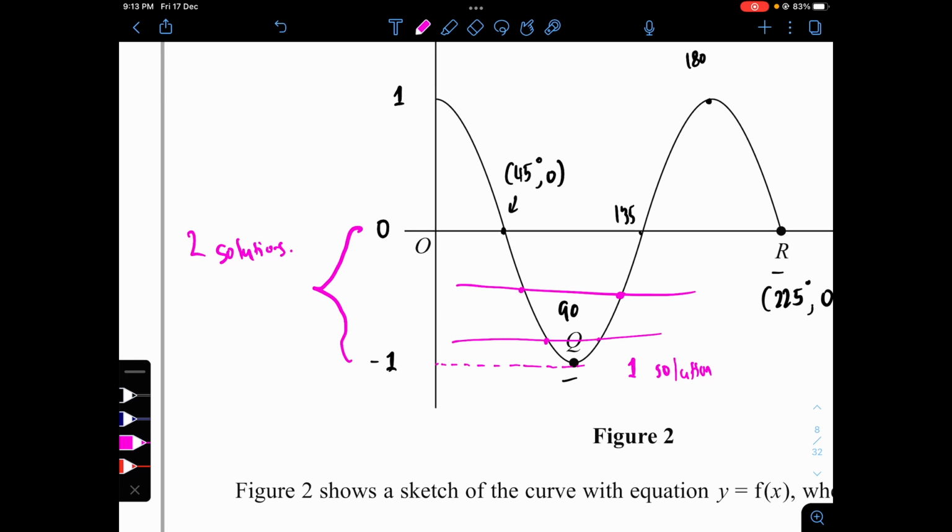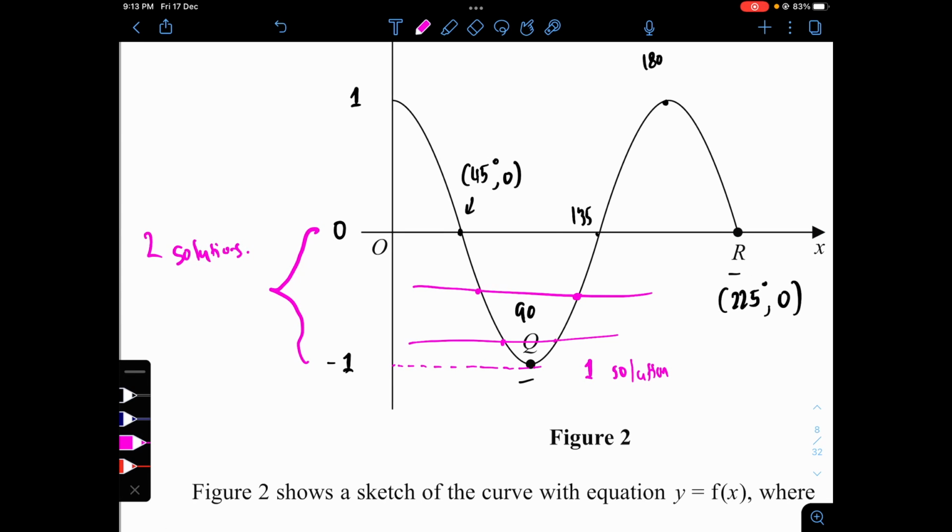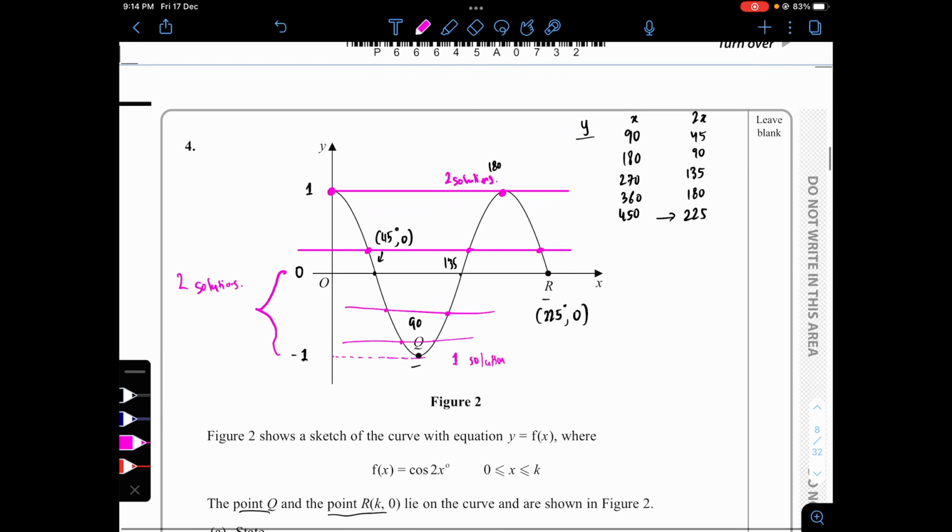Okay, so what about everything above 0? You can see everywhere above 0, if we were to draw a straight line, we have 3 solutions. So we don't want this, right? Even at 0, until we reach 1. Now 1 has how many solutions? It only has 0 and 180. So that's 2 solutions, right?